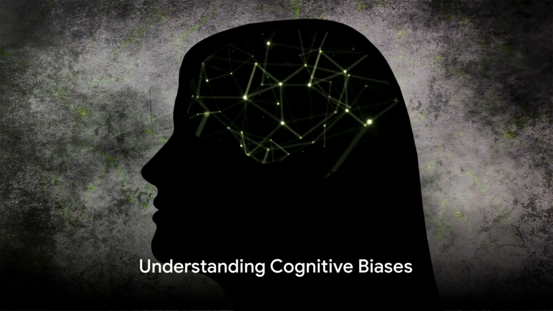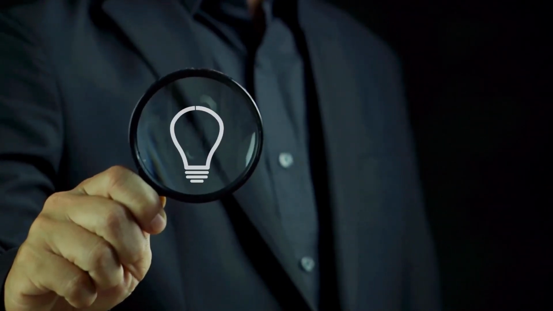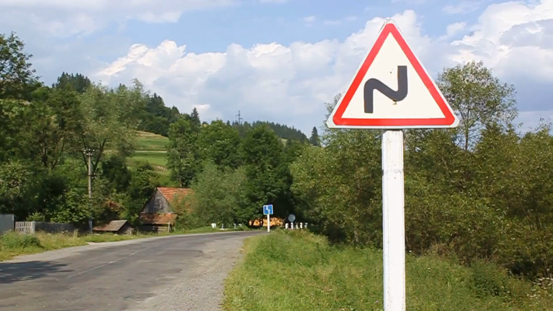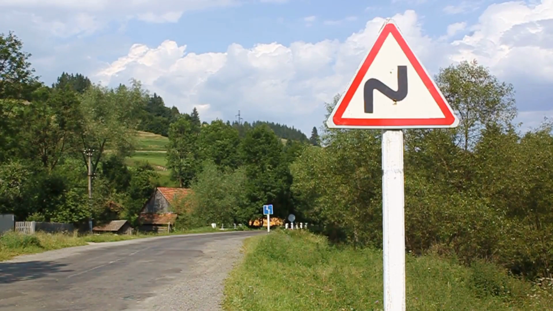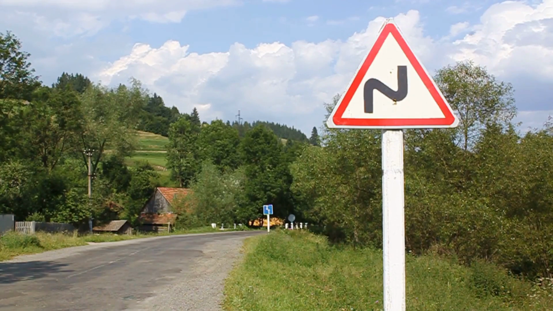So, what exactly are cognitive biases? These are essentially unconscious errors that our minds make when processing information. They're like shortcuts or rules of thumb that our brains use to speed up decision-making. But here's the catch. These shortcuts can sometimes lead us astray, causing us to make irrational decisions or form inaccurate judgments. Cognitive biases arise from limitations in our brain's ability to process information.